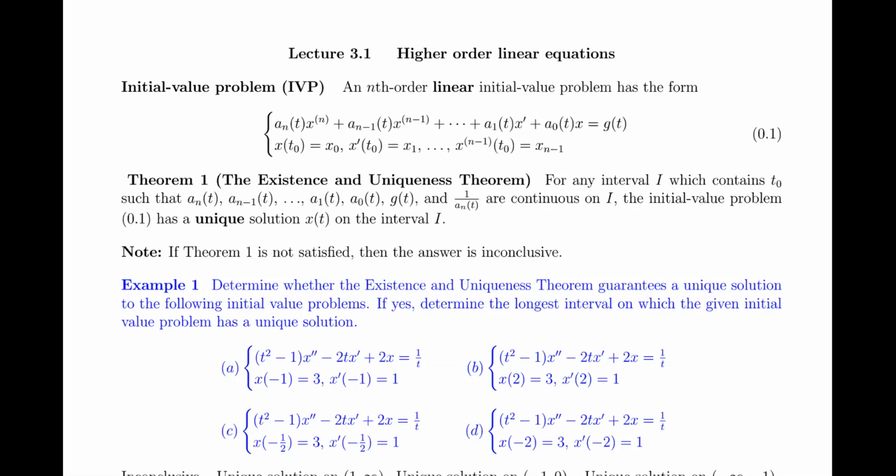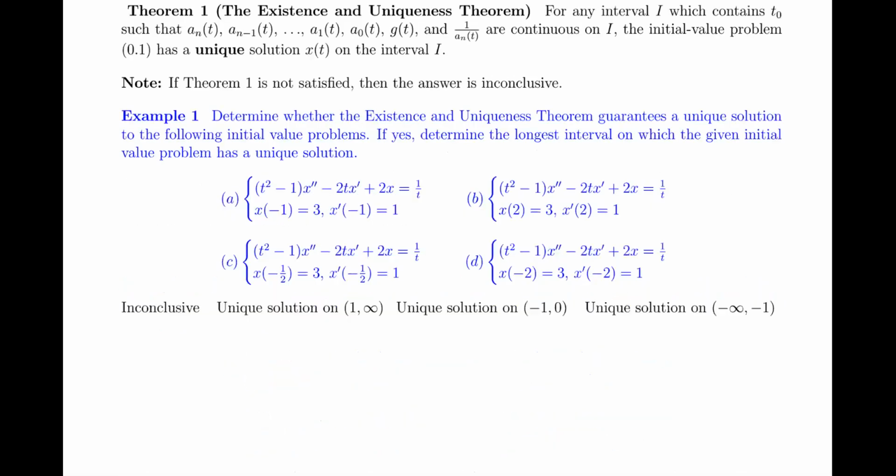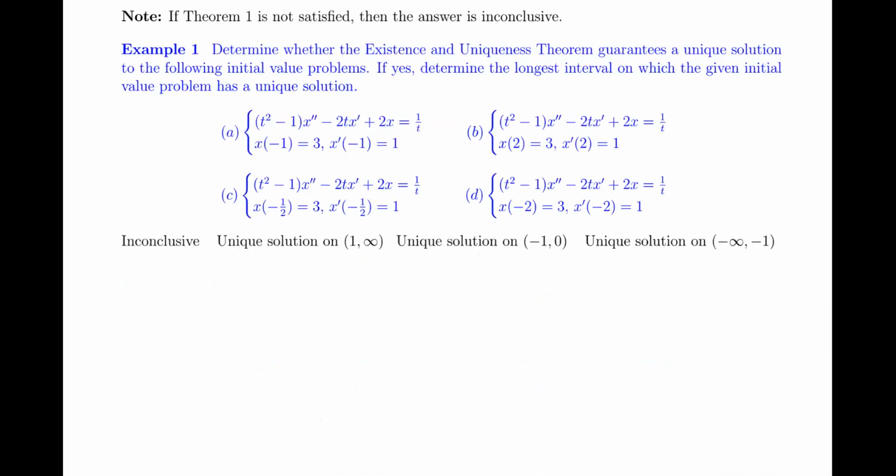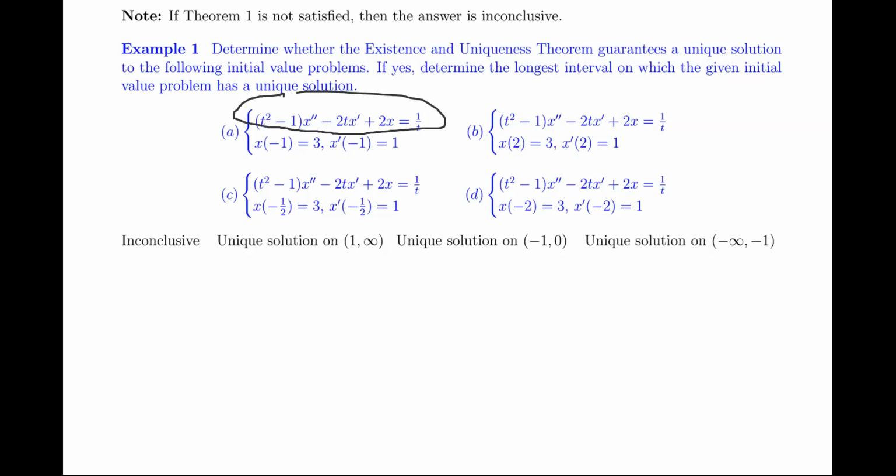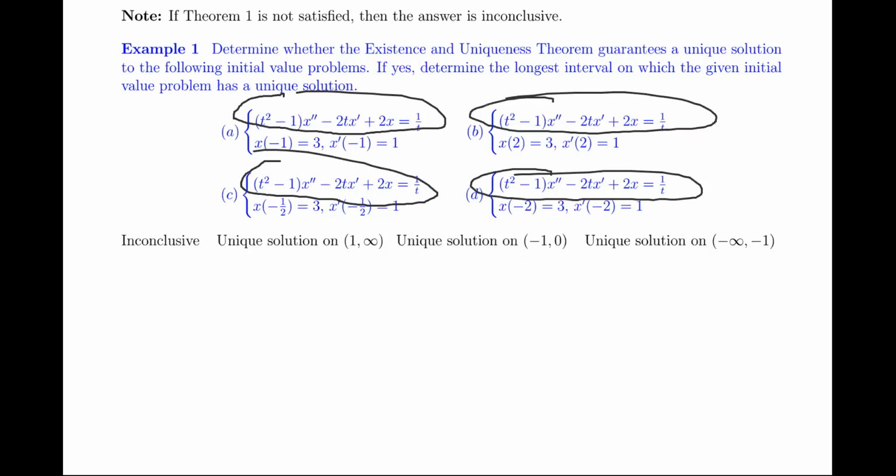Okay. So we want to look at an example here, and we're going to determine whether the existence and uniqueness theorem guarantees a unique solution to the following initial value problems. If yes, we're going to determine the longest interval on which the given initial value problem has a unique solution. To solve this, let's notice that instead of solving 4 different problems here, this is actually the same higher order linear differential equation for each of these. So really, we're just going to work one set of problems, and that's going to solve all of these 4 problems for us at once.